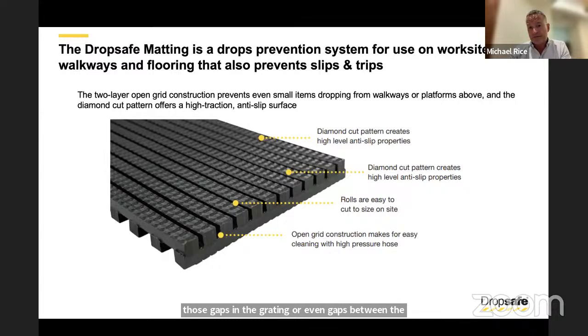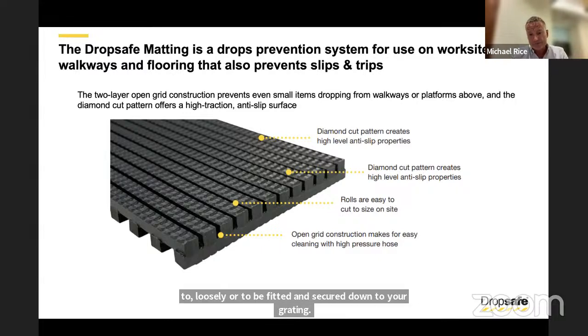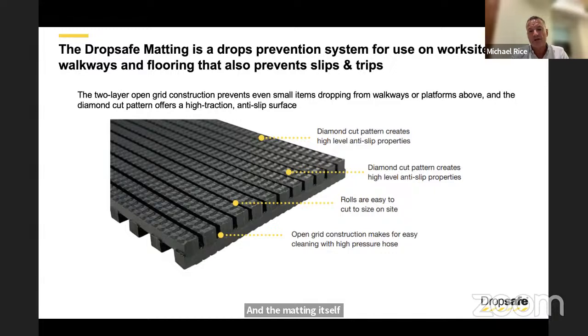So we developed a PVC matting system that is designed to loose lay or to be fitted and secured down to your grating. And the matting itself has a very, very small aperture, which means that you can prevent even small items and small tools from potentially falling through that open grating. It also has other secondary benefits. We designed it with a rougher upper surface, so it has anti-slip properties.